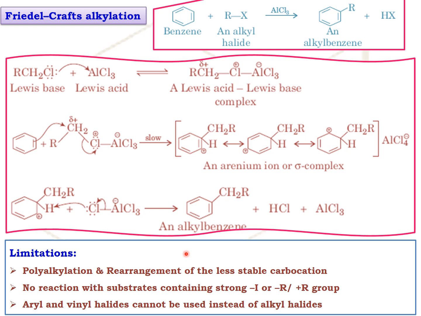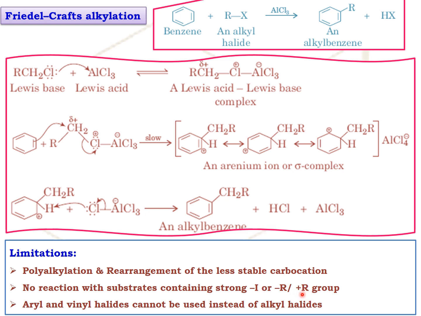And the third one is the Friedel-Crafts alkylation reaction is not possible with the substrates having -I, -R group as well as the +R group, because the strong electron withdrawing groups like CF3, NO2, CN, aldehyde group, ketone group, acid group, these groups actually deactivate the aromatic ring and it doesn't allow the substrate to undergo Friedel-Crafts alkylation reaction.